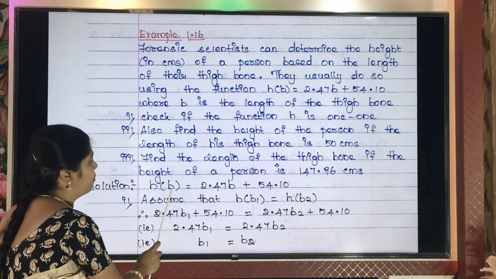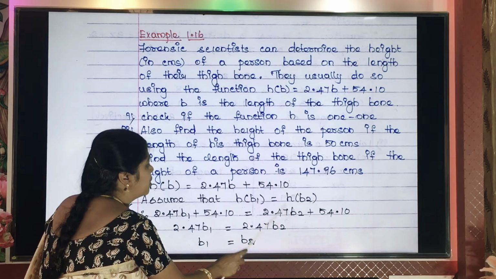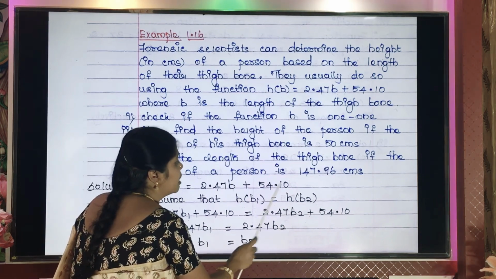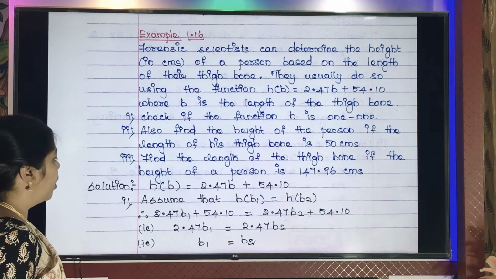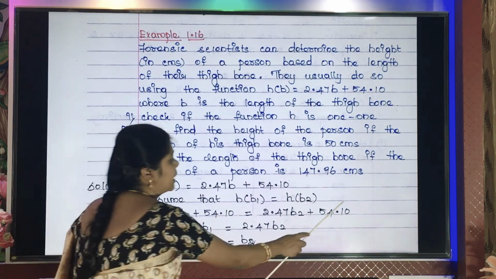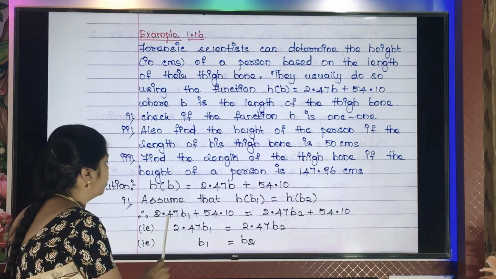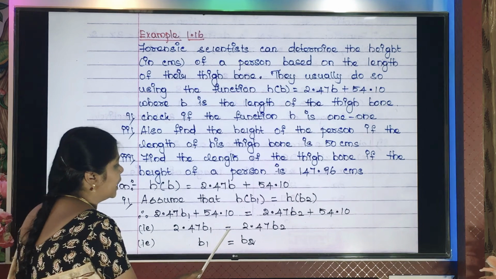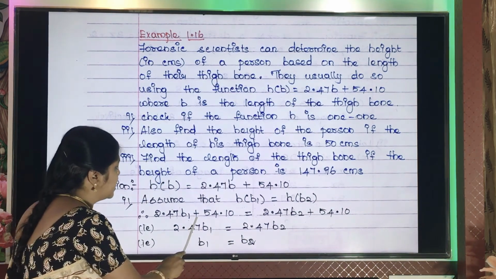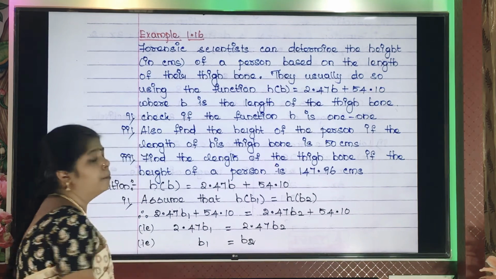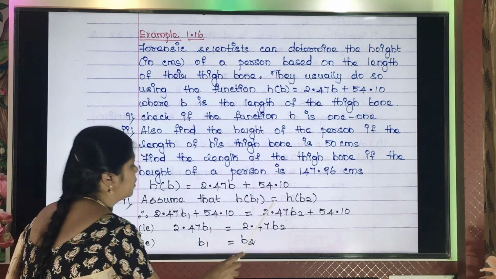So wherever I am having B, I will write B2. So I will write 2.47 B2 plus 54.10. Have you understood? Now what happens? Both the sides I can cancel 54.10. So what is remaining? 2.47 B1 is equal to 2.47 B2. Again I can cancel 2.47 on both these sides. So what is left? B1 is equal to B2.